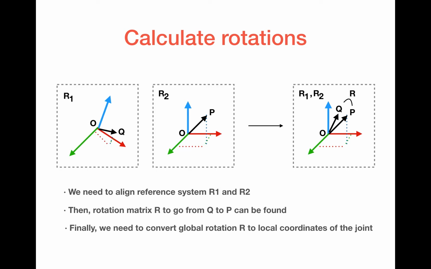The first step is to align the two reference systems. We align the local joint reference system to the whole coordinate system. Once we have the two joint vectors expressed in the same coordinate system, we can calculate which rotation to apply. Then, because this rotation is in the whole coordinate system, we need to transform it again into the local joint coordinate system.